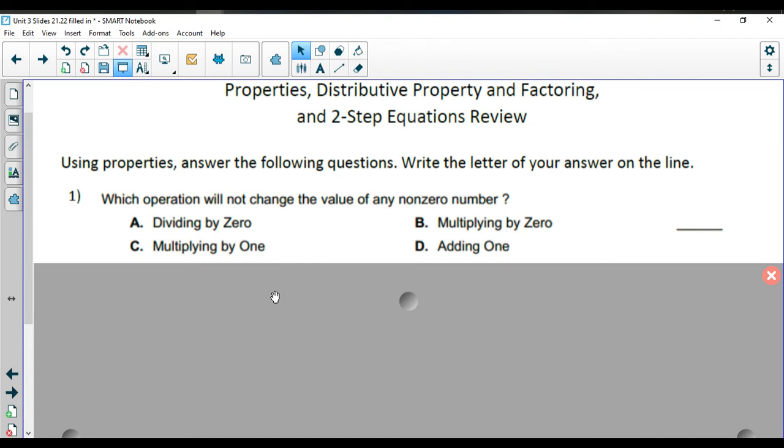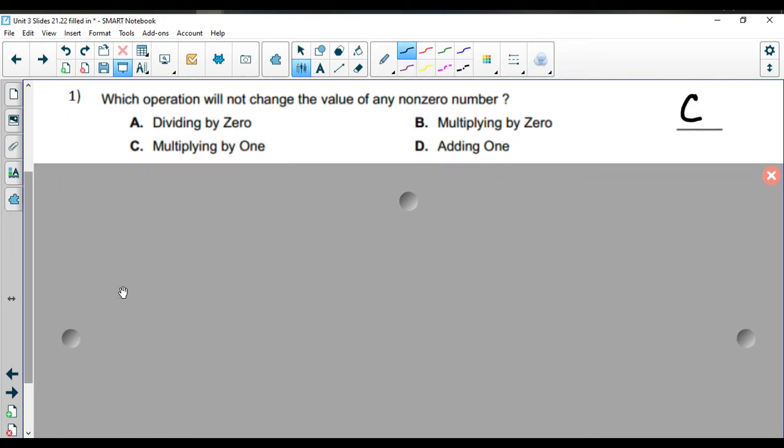Which operation will not change the value of any non-zero number? You're going to go ahead and select A, B, C, or D. So for this one, not changing the value of any non-zero number is going to be multiplying by 1. So letter C is your correct answer here.